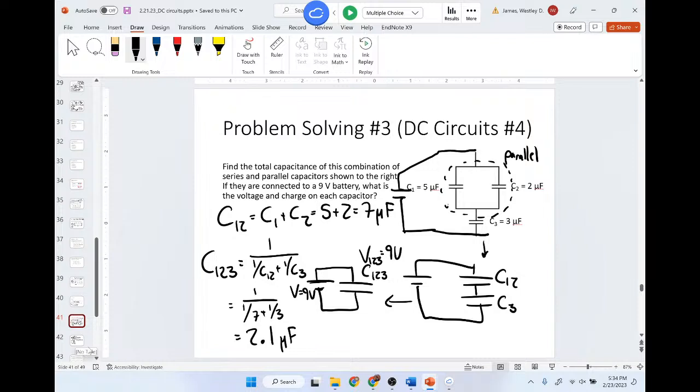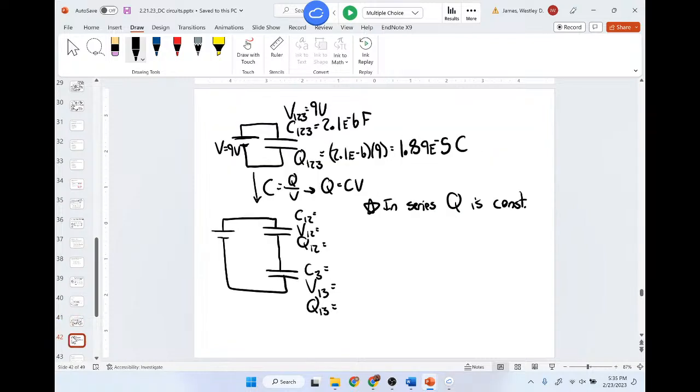All right, so C12, I'm reminding myself, was 7e to the minus 6. Q is going to be the same for both of them, 1.89e to the minus 5 coulombs. Again, I'm just jumping back and forth to get the numbers. C3 was 3e to the minus 6.